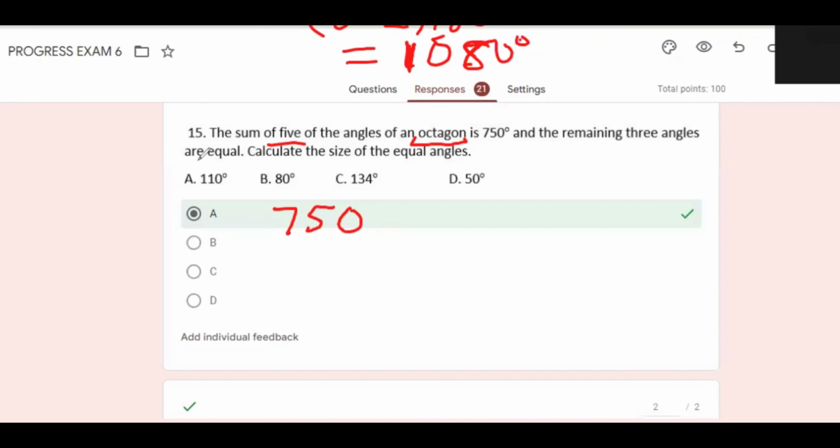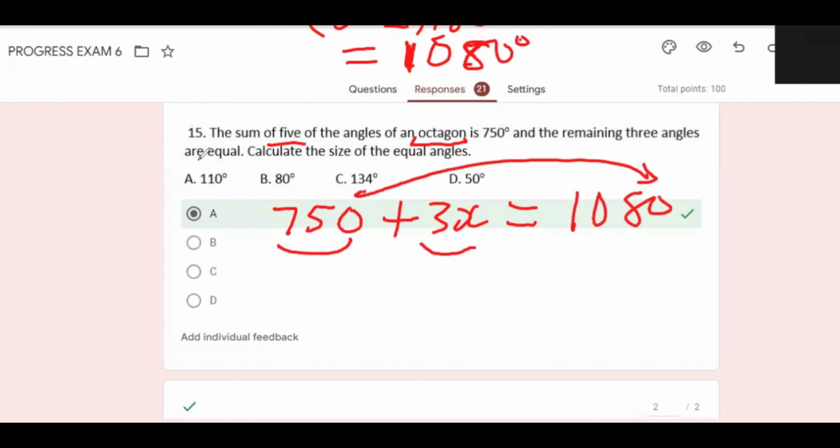Exactly. Or we just say, if 5 of them is this, the remaining 3 that are equal, each of them is x. That is 3x. So we say the addition of the 5 angles and the 3 angles equals 1080, which means it's still the same as what you said. We take this to the other side, subtract and divide, so we get each of the equal angles to be 110.